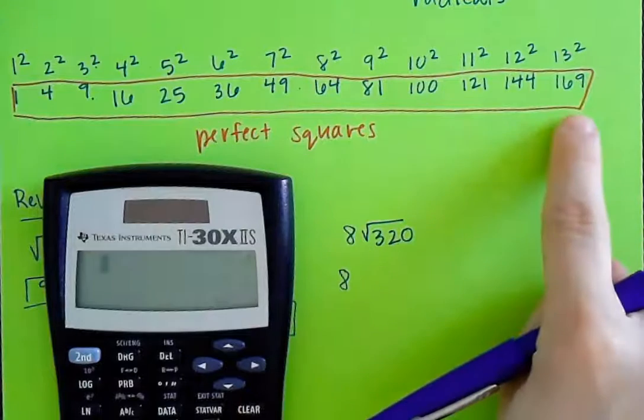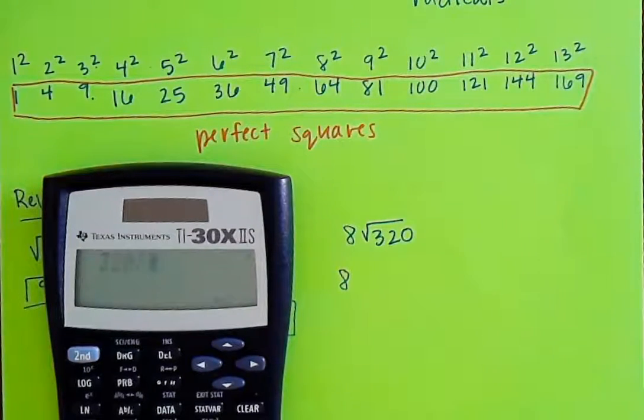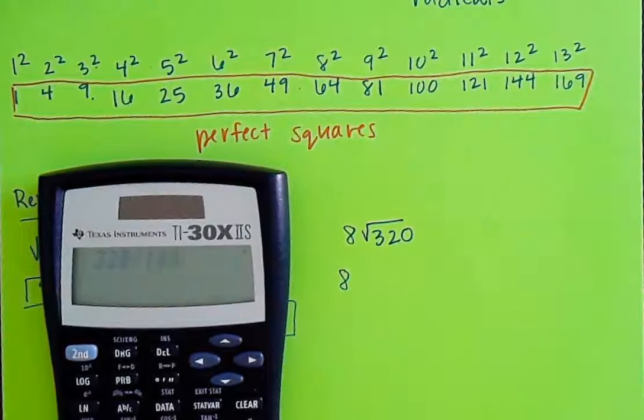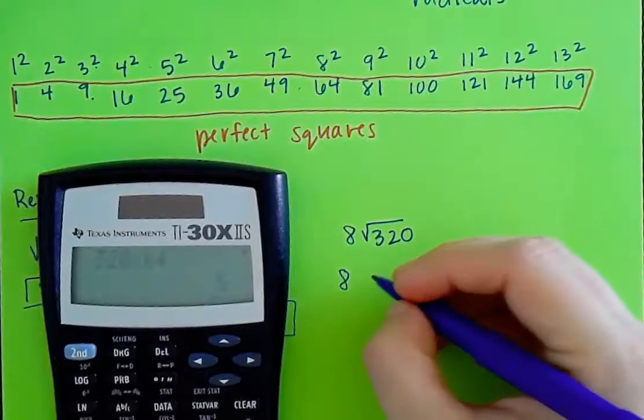So let's go with our list and just start plugging in. 320 divided by 169. Decimal. Try another one. 320 divided by 144. Decimal. We're going to keep going. 121. Nope. Divided by 100. Decimal. 320 divided by 81. Decimal. Let's see if we're getting close to anything. Oh, look at that. 5 and 64.